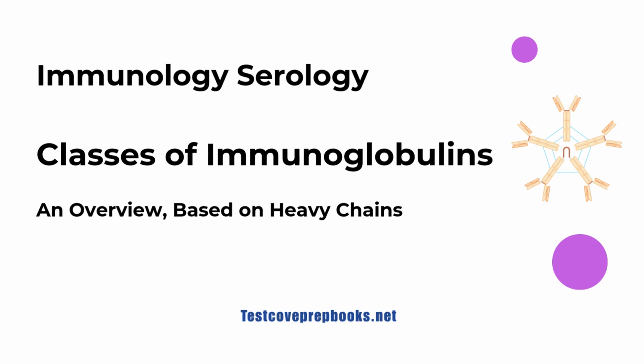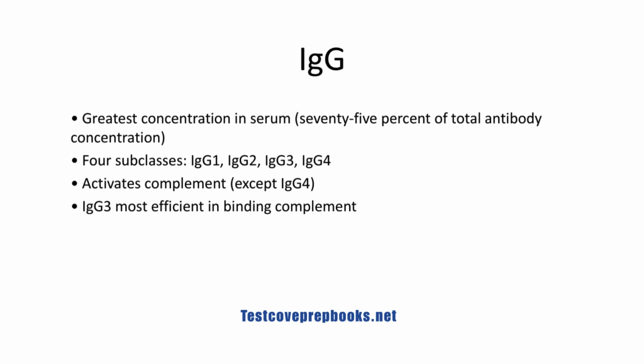Let's go over the classes of immunoglobulins. We begin with IgG. IgG makes up the greatest concentration in serum, about 3/4 of the total antibody pool. There are 4 subclasses: IgG1, IgG2, IgG3, and IgG4. All activate complement except IgG4, with IgG3 being the most efficient.